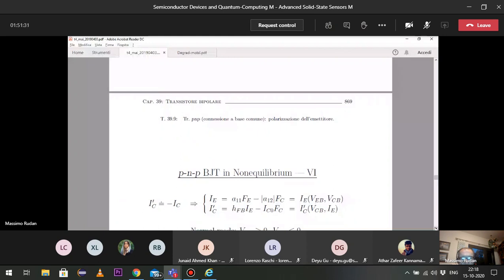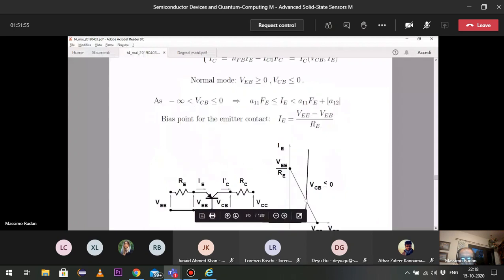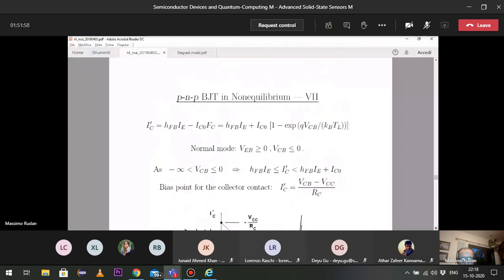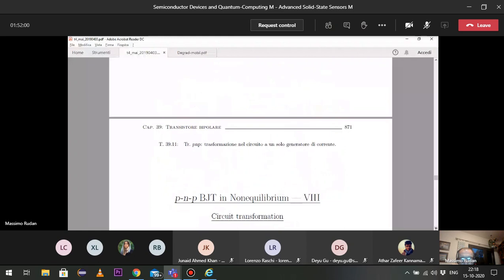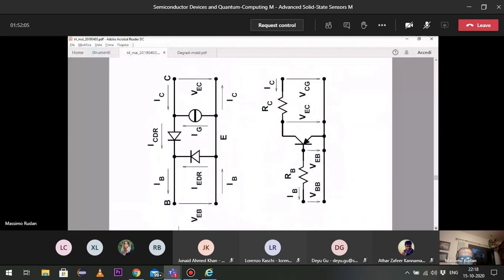Here it is just indicated that in circuits, you take the collector current not entering the collector but exiting from the collector. So you take IC prime equal to minus IC. So you repeat the calculation by reversing the signs of the equation. But this is enough for the bipolar devices, apart from one consideration.